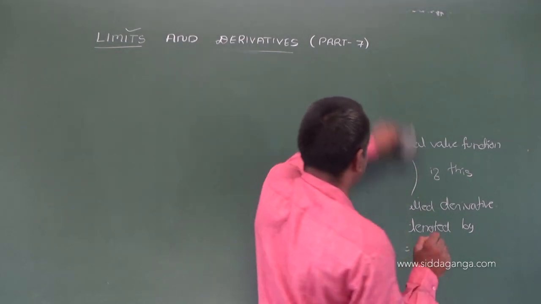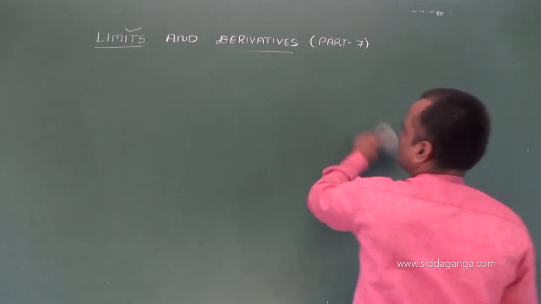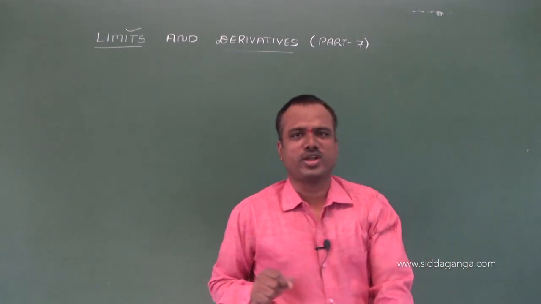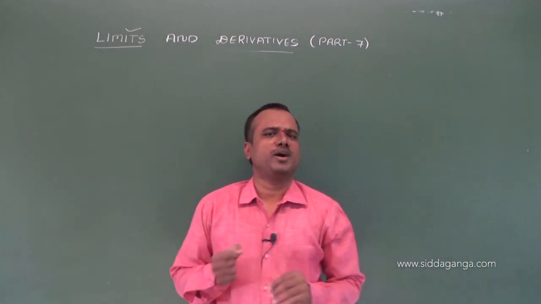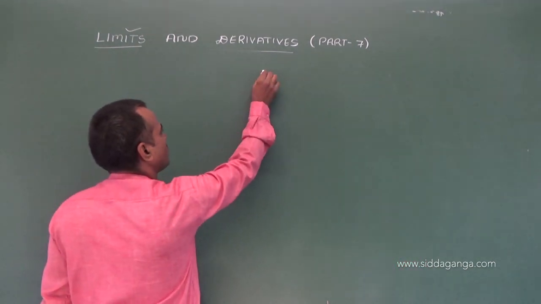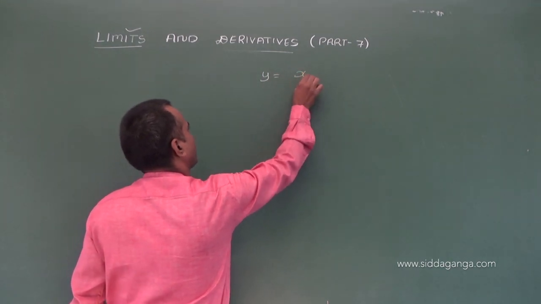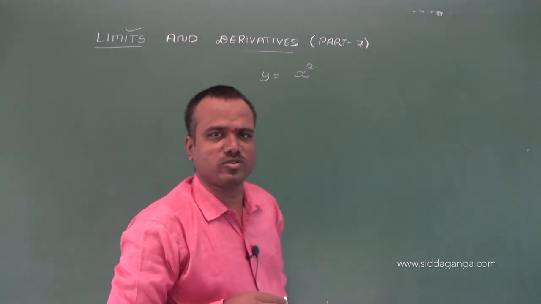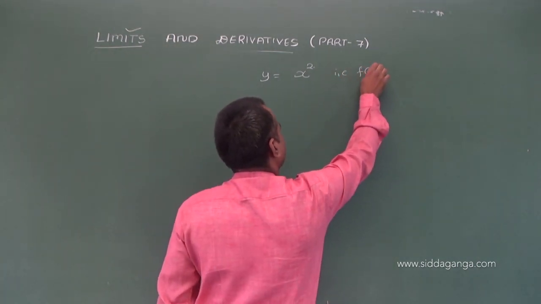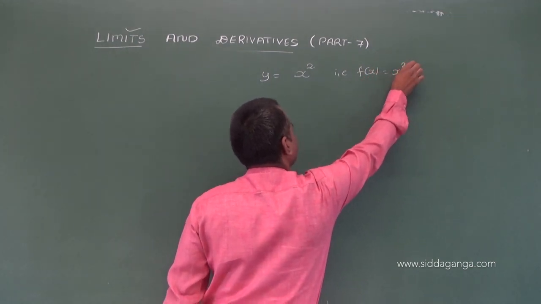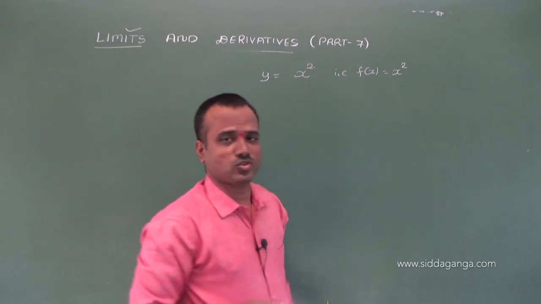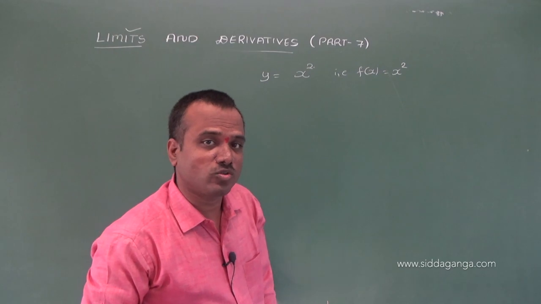Okay, so derivative means, simple definition, limit h tends to 0, f of x plus h minus f of x divided by h. One example: y is equal to x square, that is, f of x is equal to x square. Find the derivative of x square.